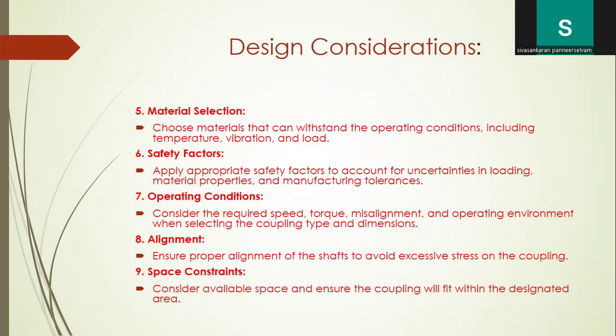The next design consideration is alignment. Ensure proper alignment of the shaft to avoid excessive stress on the coupling and to have a comfortable fit. Then space constraint. Consider the available space and ensure whether the coupling will fit within the designated area or not. So these are the different design considerations in coupling joint.